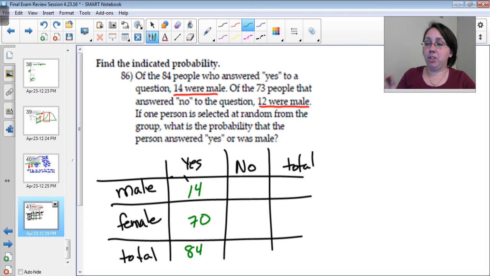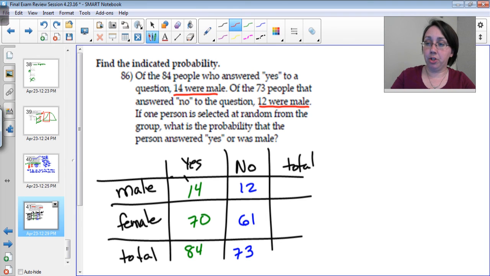All right. We also know 73 people answered no. Where does that go? Total no's. Of them, we know 12 were male. So how many female were there? 61. And now you can find the totals on the right-hand side, too.